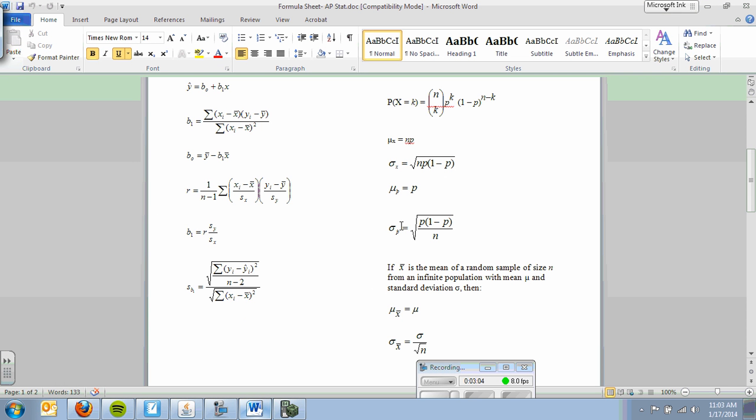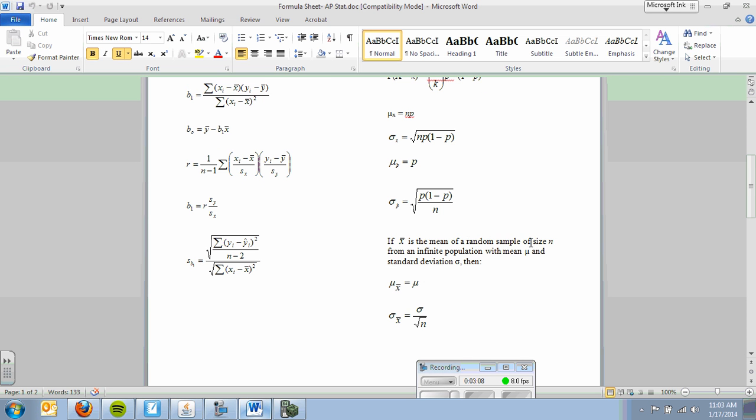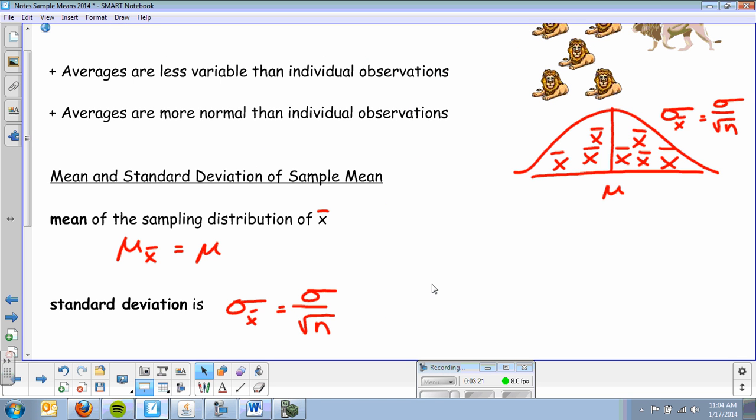So if I look down here, these are the formulas for proportions. If x bar is the mean of a random sample of size n from an infinite population with mean mu and standard deviation sigma, mu sub x bar equals mu, and sigma sub x bar equals sigma over the square root of n. And again, we'll go over these in more detail in class, kind of what the symbols are.